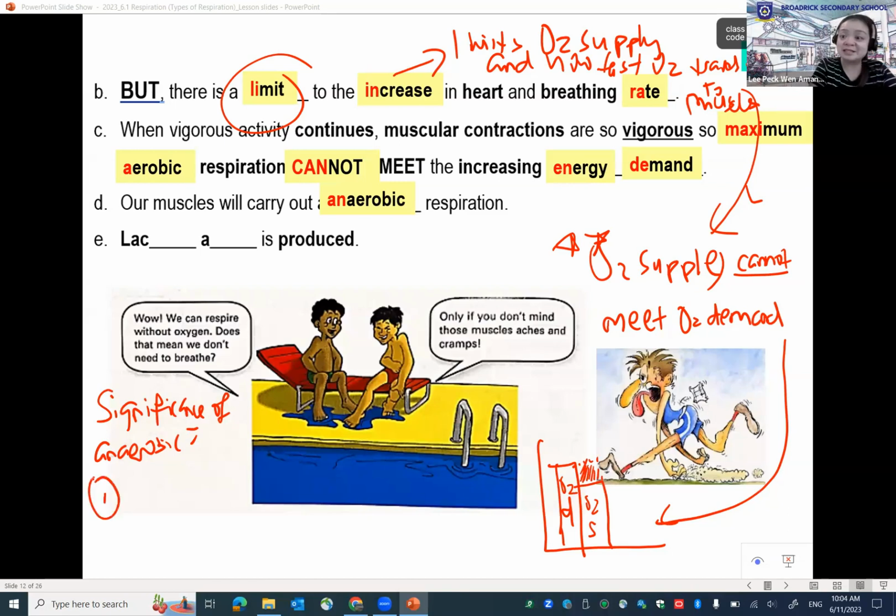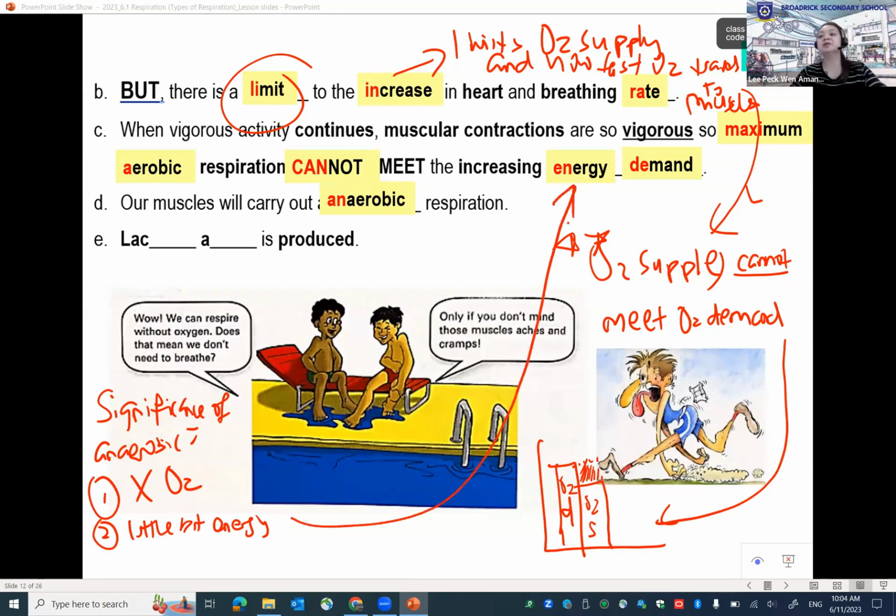Because number one, precisely it does not need oxygen. And since it does not need oxygen, I'm still able to supply a little bit of energy. And this little bit of energy will then be able to top up the amount of energy that I actually need for the entire race. So actually in the entire race, I am running on maximum aerobic respiration plus anaerobic respiration. Large amount of energy plus small amount of energy, so that the energy demand of my body can be met, can be achieved. That's what it means.